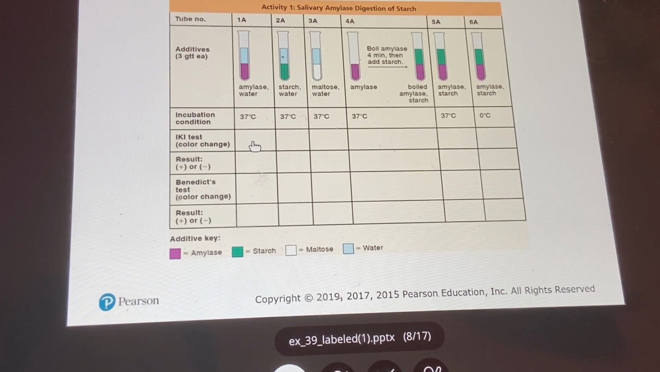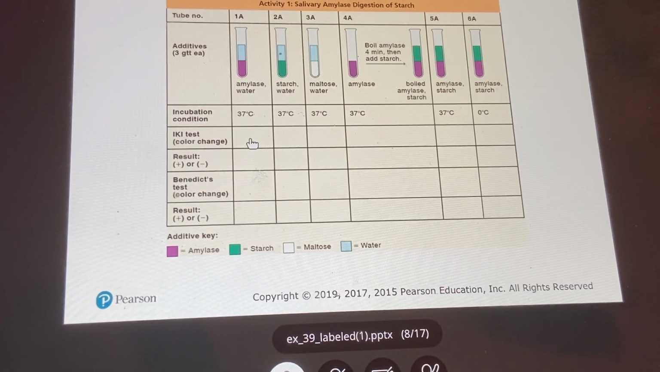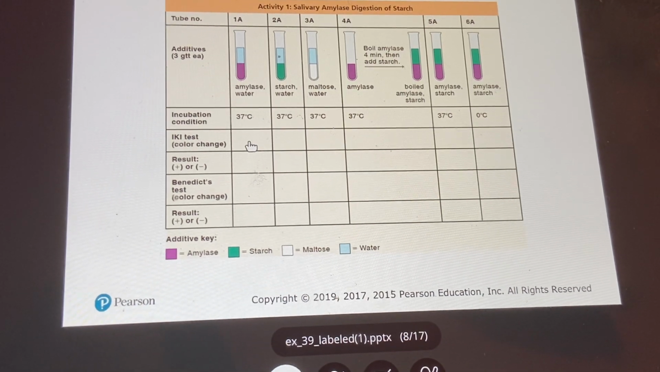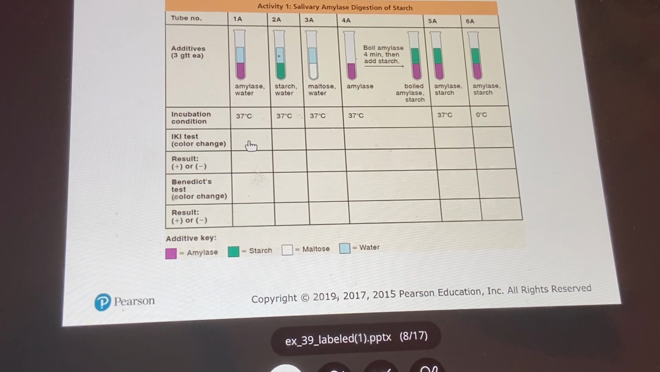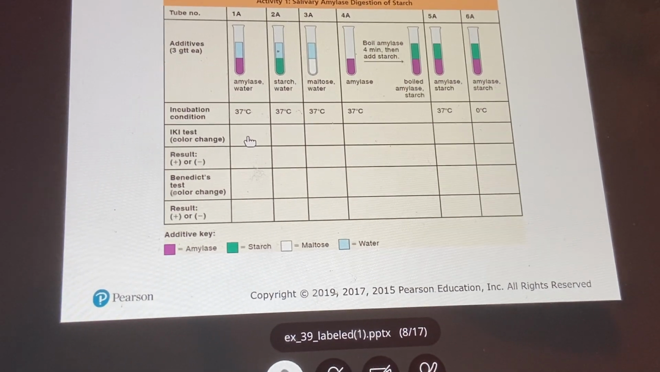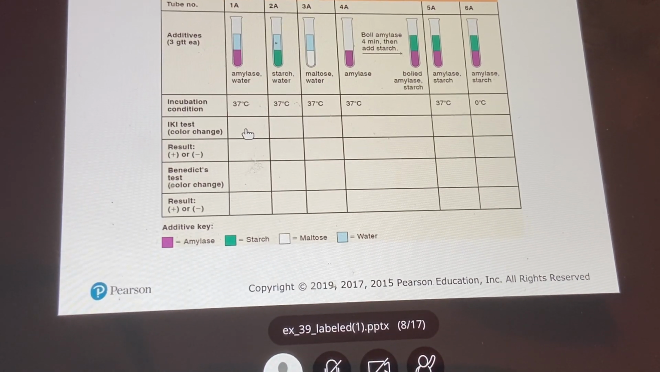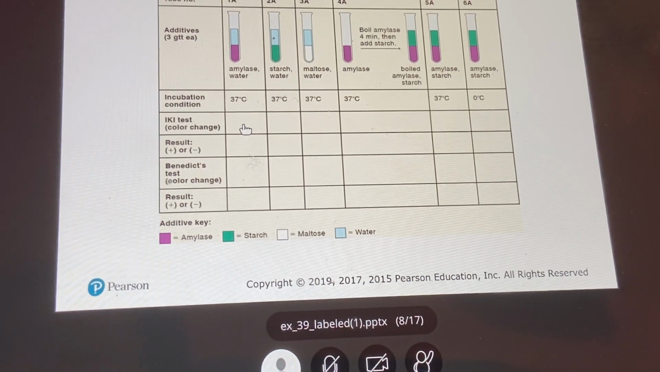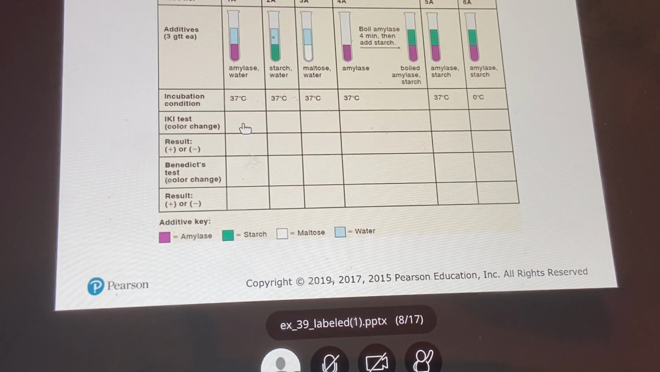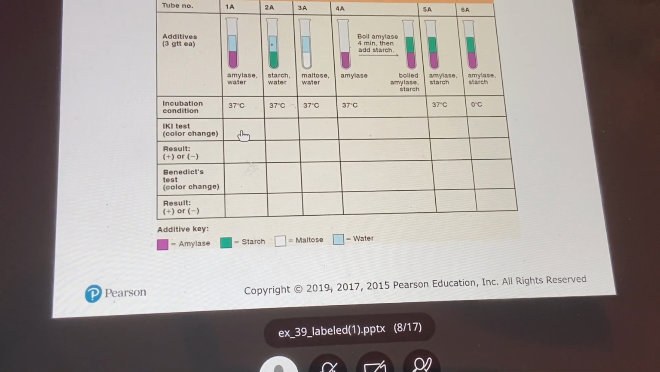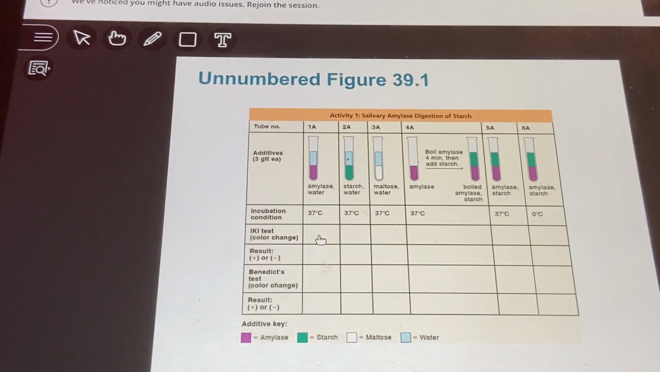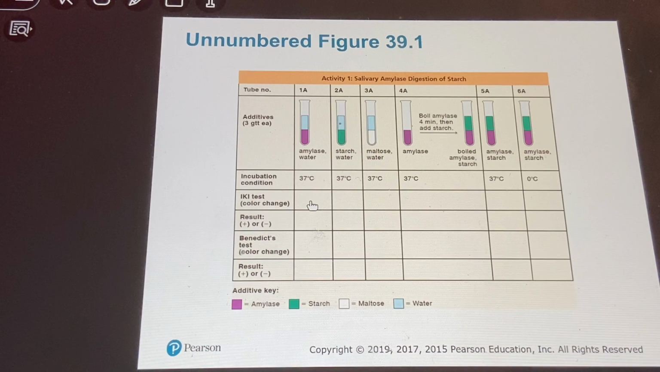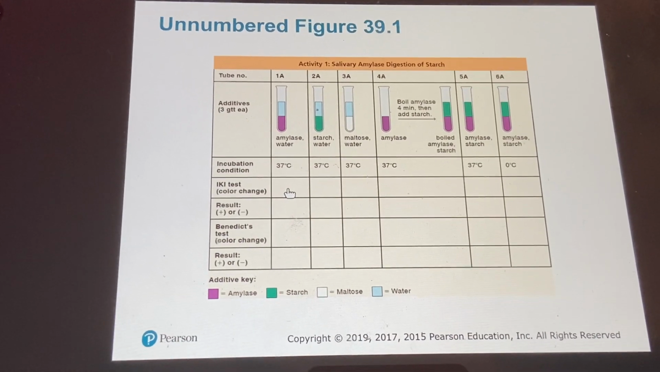So let's say, for example, we soak this at 37 degrees for 1 hour. After 1 hour, we test it with IKI. Now, what is the color? If it's positive, it will change color. If there is starch, then it will be blue black. The color change should be blue black if it is positive.